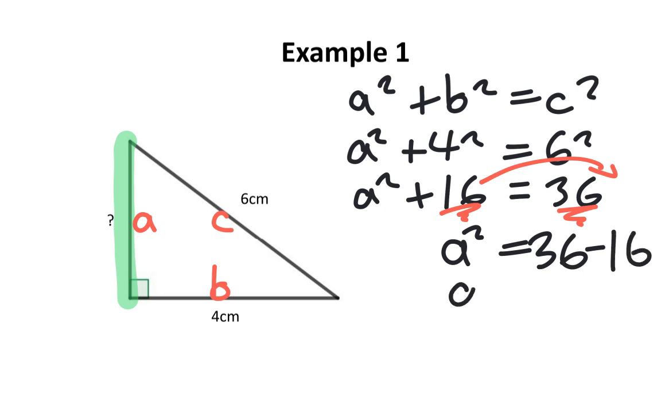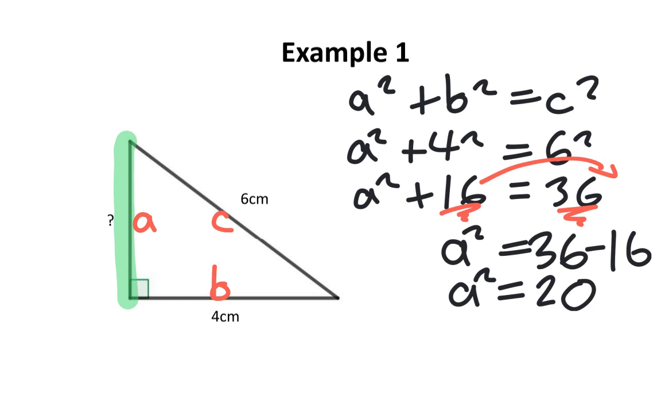If I simplify the right side of the equation, 36 subtract 16 becomes 20. At this point, you might think the leg has a length of 20 centimeters. But if you look at the diagram, that is impossible. The hypotenuse has to be the longest side, and 20 is obviously bigger than the number 6.